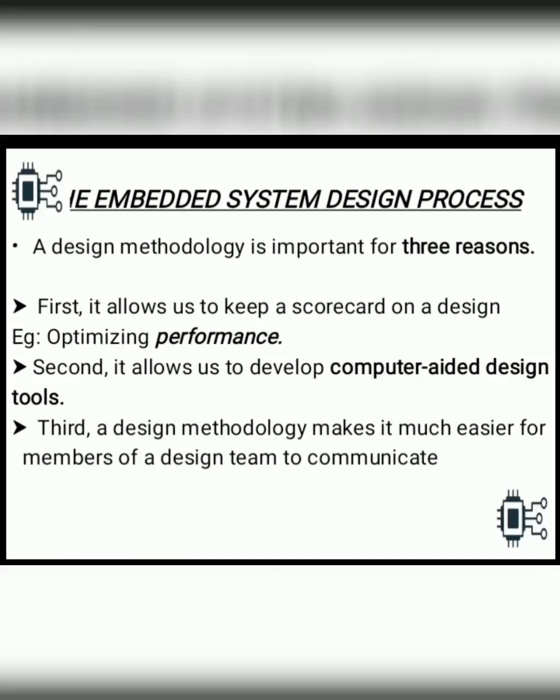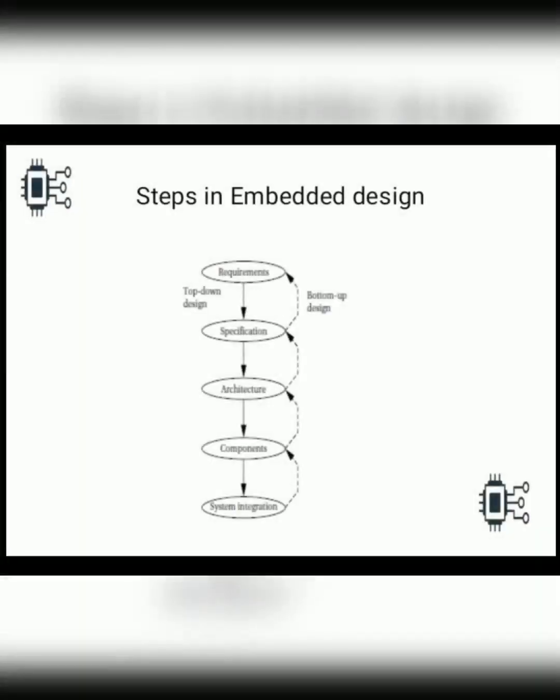And these are the steps involved in embedded system design. There is a top down approach and also a bottom up approach. In the top down approach, we need requirements and specification, and we go for the architecture and components, and finally we go for the system integration. The bottom up approach goes in the reverse order. We start from the system integration, components, architecture, specification and requirements.